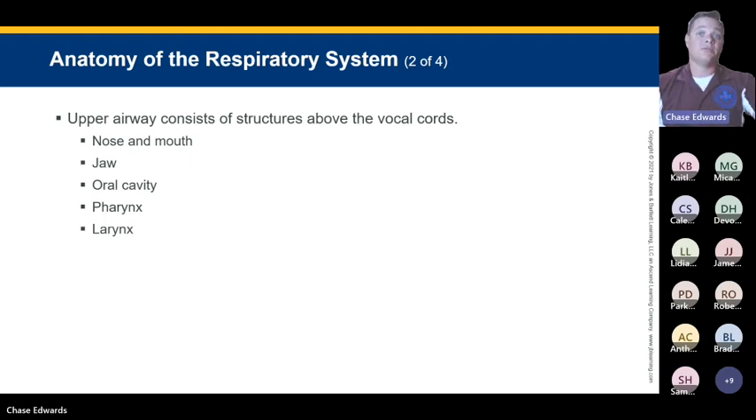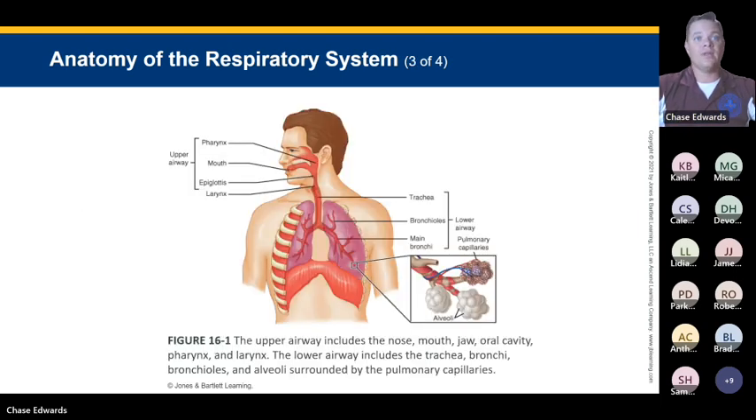All right, so what is above the vocal cords? Some things above the vocal cords are going to be your nose and your mouth, your jaw, your oral cavity, your pharynx, and then your larynx. Pharynx, larynx. And there's the pictures there, so I didn't have to point to myself and look silly. Pharynx, like where the nasal cavity is at. Larynx, a little further south.